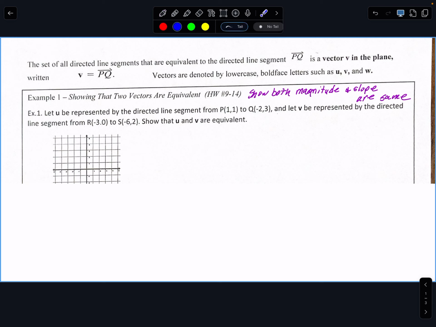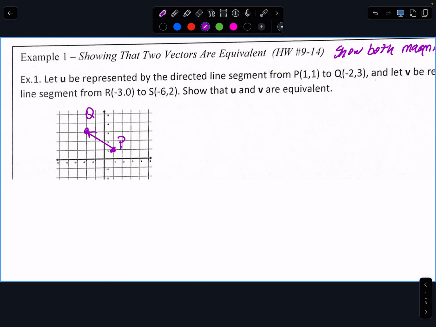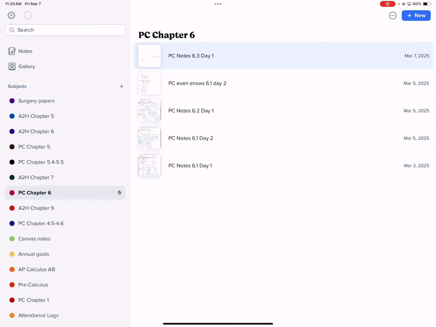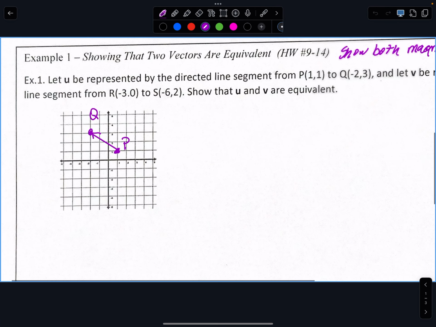So we have this vector u. There's one of those lowercase bold letters used for a vector. Let it be represented by the directed line segment from P at 1, 1. So we're going to come here to the right 1, 1. That's P. And Q is to the left 2 and up 3. So here's P, here's Q, and you're going from P to Q. That's that directed line segment, and that is also given as that bold lowercase u.